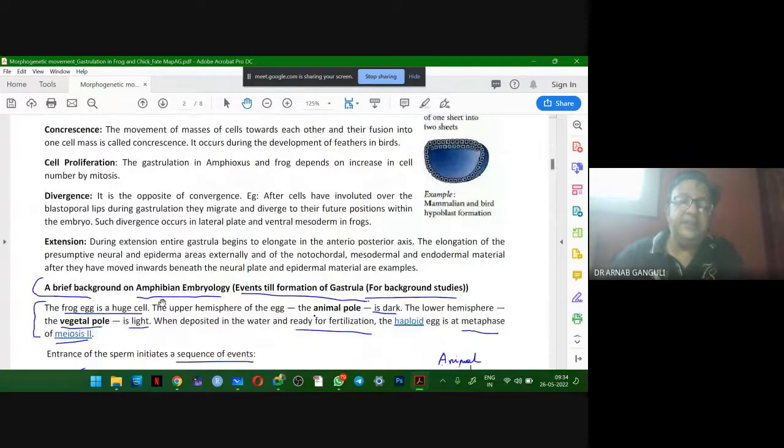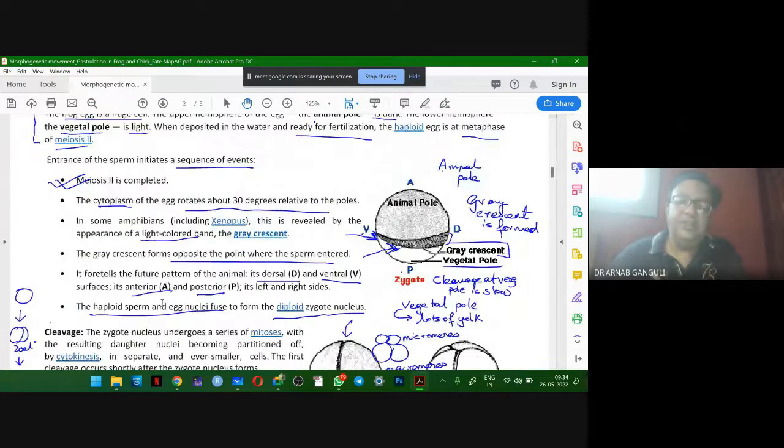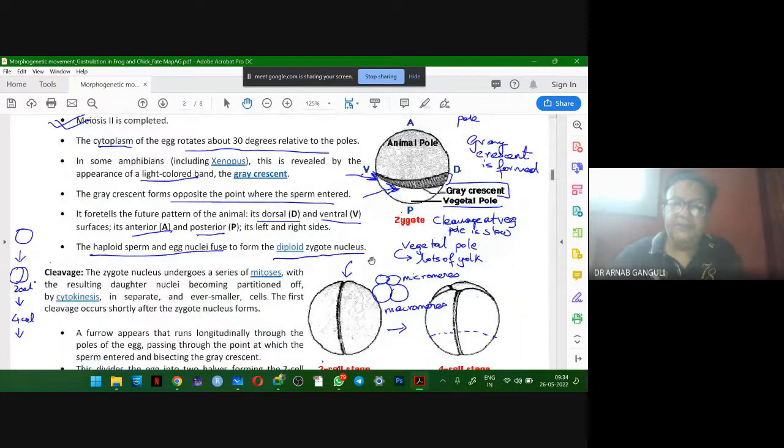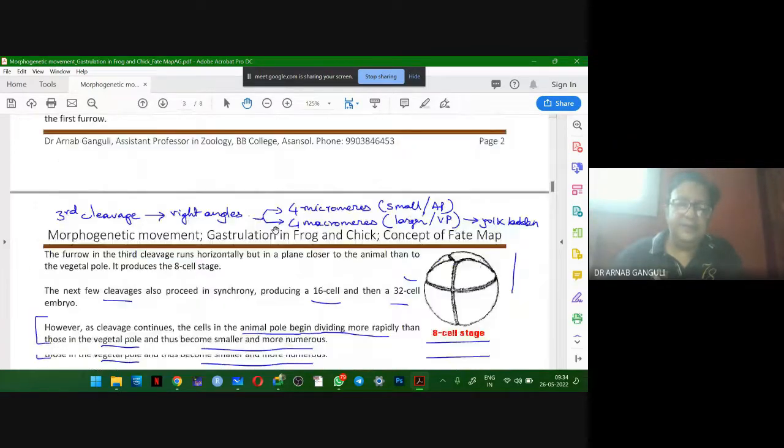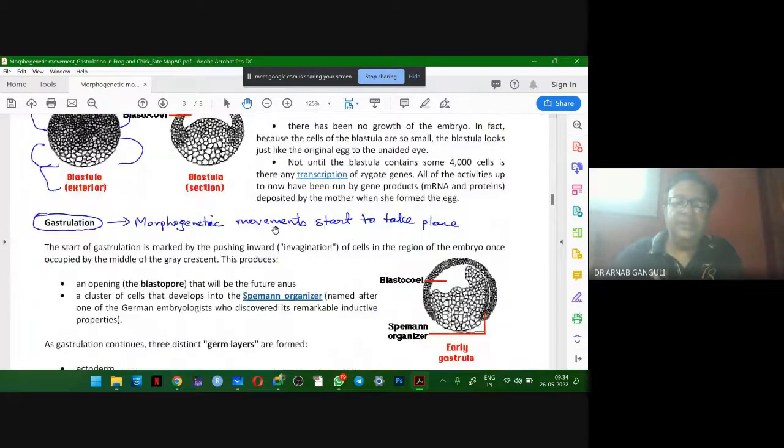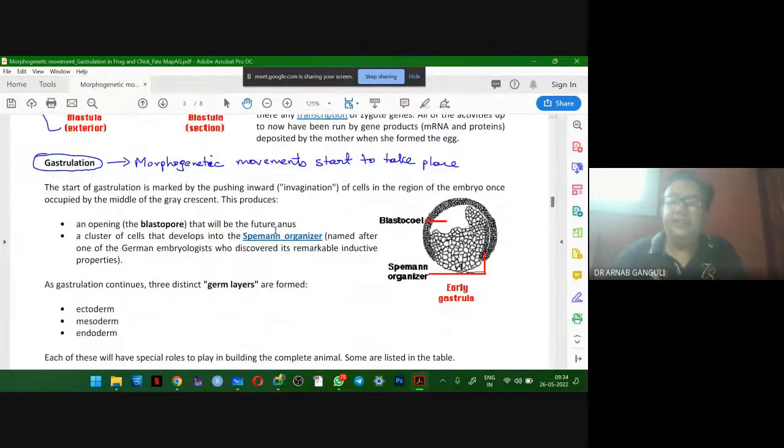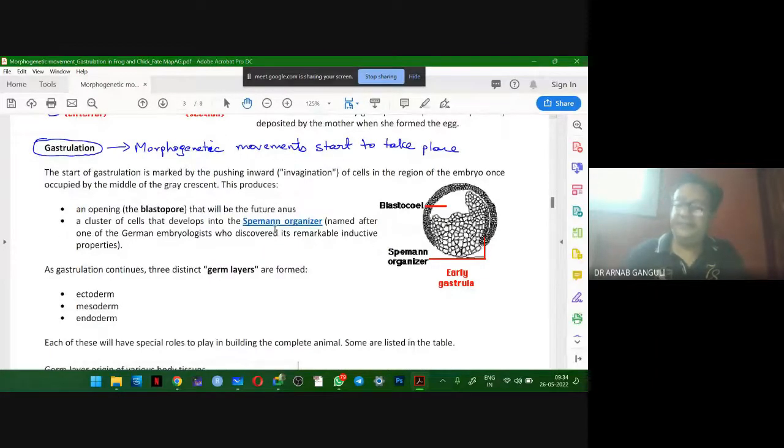I have taken this from Gilbert. All these are from Gilbert. This is from a different book, of course, but this is the one which you search. So morphogenetic movements start to take place. I'm just giving an overview of the development which takes place.